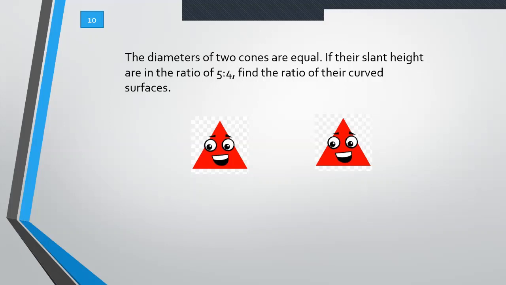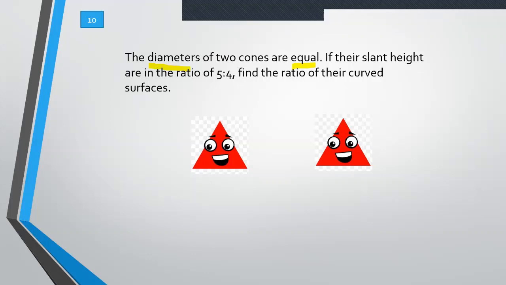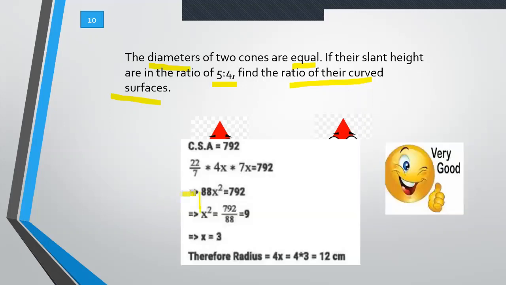The diameters of two cones are equal. Fine. Understand. The diameters of two cones are equal. That is, the radius is equal for both. If slant height is in the ratio of 5:4. So slant height of one is 5x, the other is 4x. Find the ratio of the curved surface areas. So basically they're asking you to find CSA1 upon CSA2. Remember, don't calculate anything. They are just asking you to give the ratio. Ratio sums are very easy.